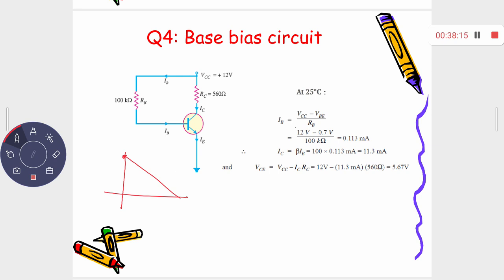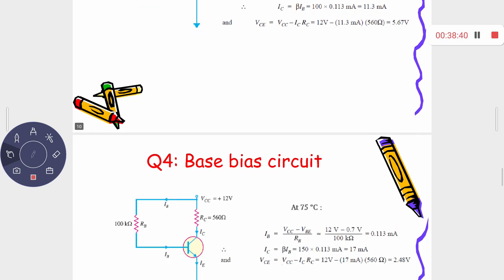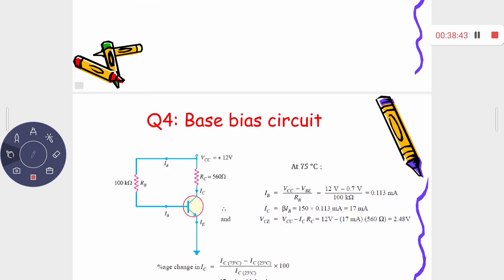But remember, here you have a set of characteristic curves like this. Remember, VCE versus IC, output characteristics. Yeah, new IC is 17 milliampere, 150 because there is no change in IB. IB is same. Only there is a beta change.